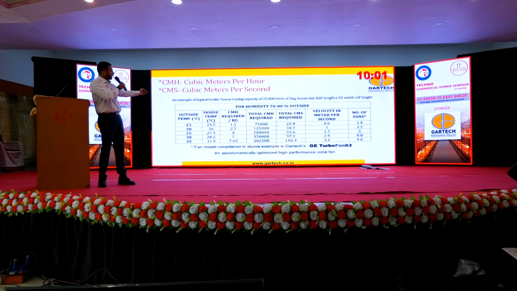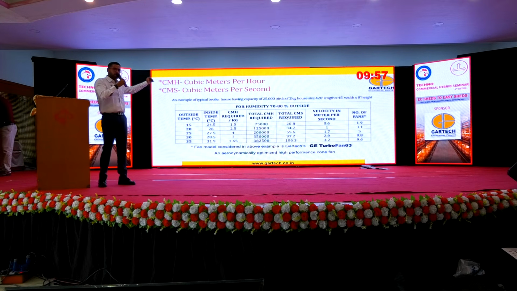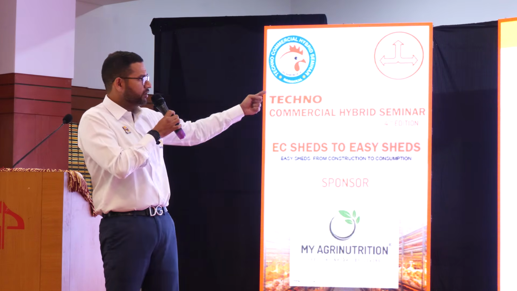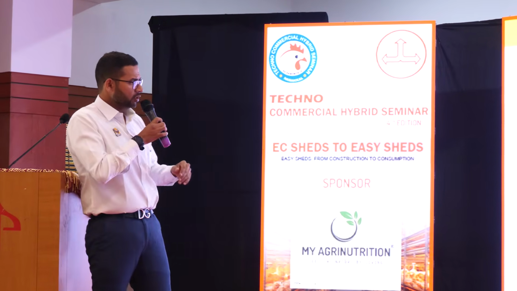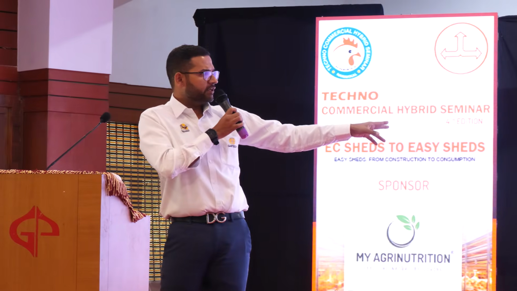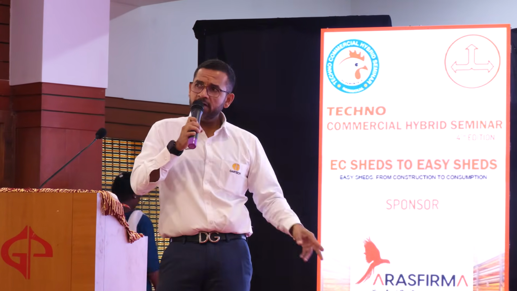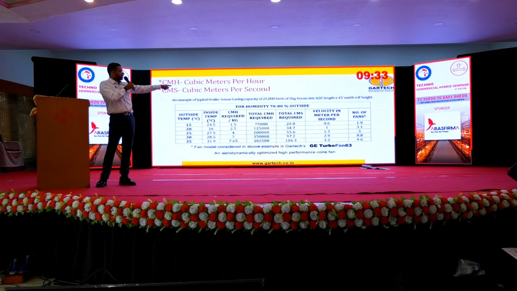So this calculation comes in. This is per kg is what is required. As you can see, the total cubic meters of air exchange per hour keeps changing as the temperature outside starts going up. So this is very, very important. That will tell you what is the total CMH required. It will tell you the total amount of cubic meters per second of air that needs to be exchanged, and the velocity per meter inside the house at which the fans need to work.